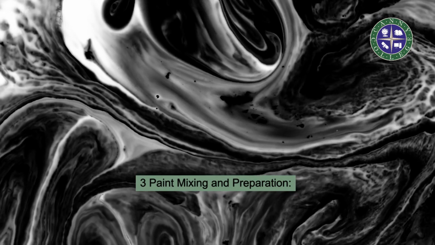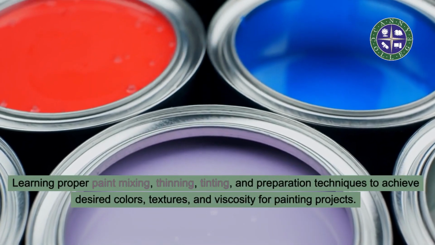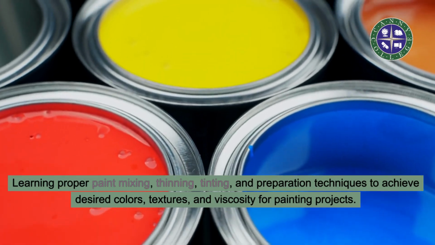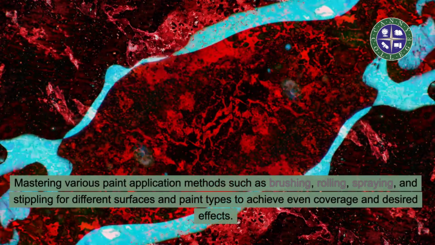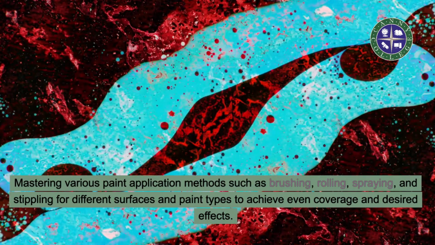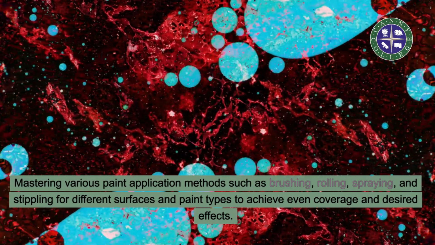3. Paint mixing and preparation. Learning proper paint mixing, thinning, tinting, and preparation techniques to achieve desired colors, textures, and viscosity for painting projects. 4. Paint application methods. Mastering various paint application methods such as brushing, rolling, spraying, and stippling for different surfaces and paint types to achieve even coverage and desired effects.